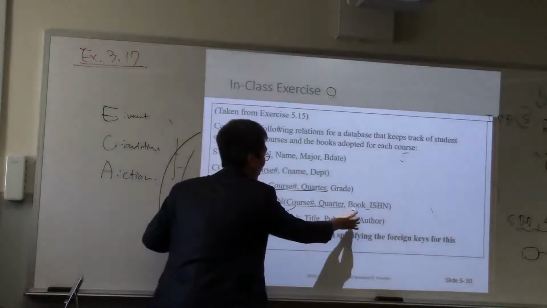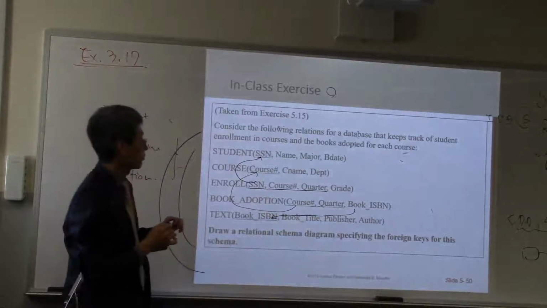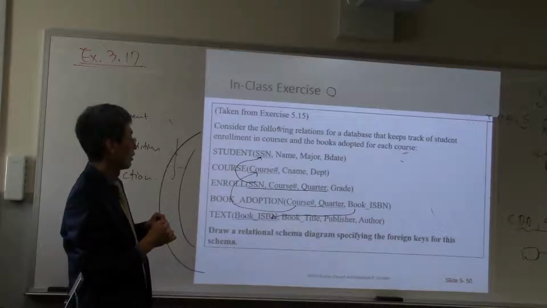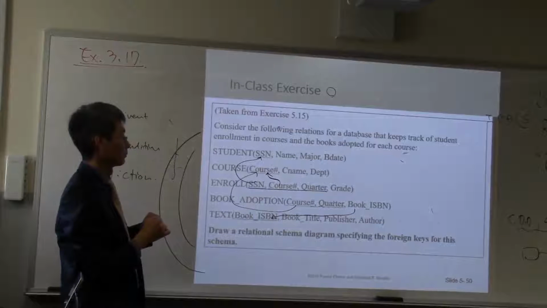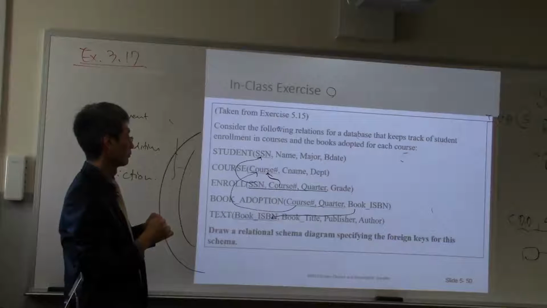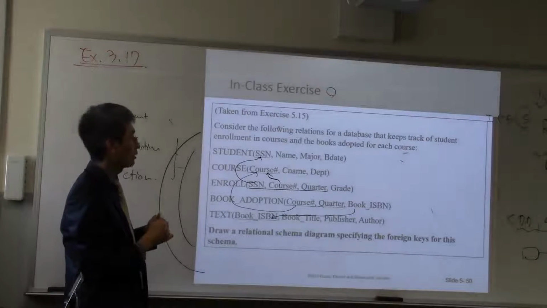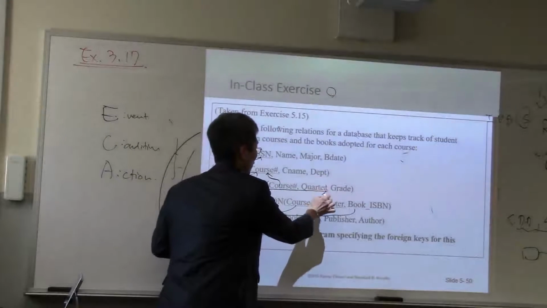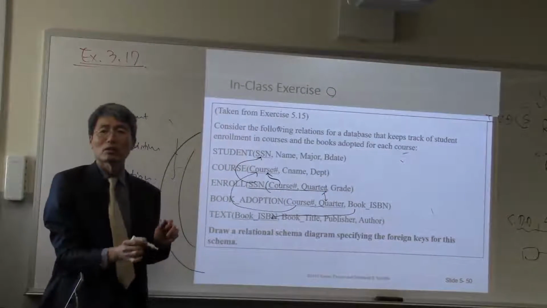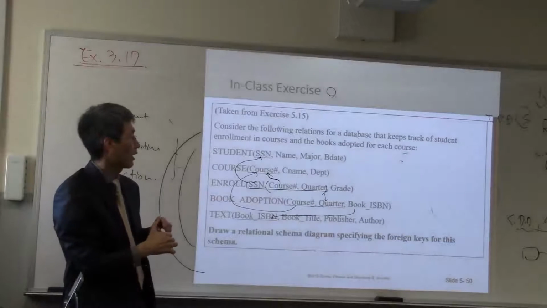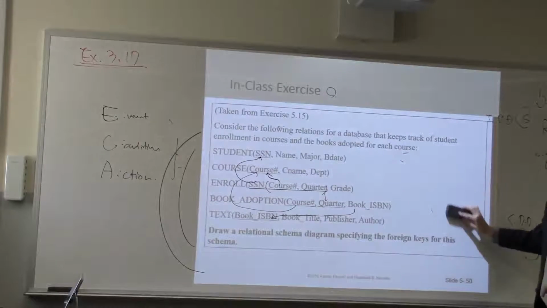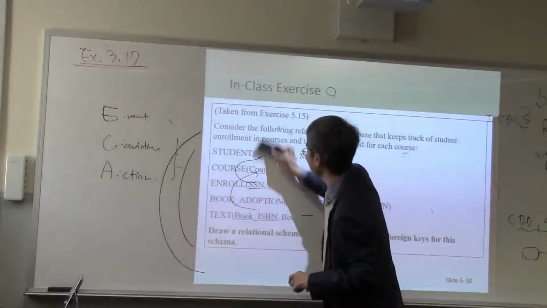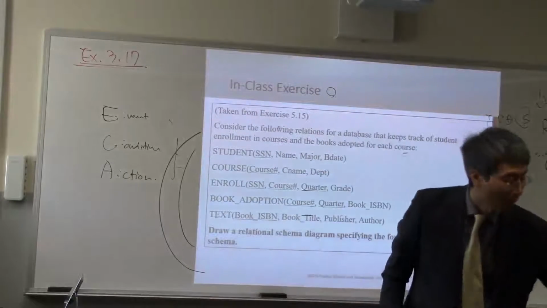And book ISBN should be this book ISBN. And course number, this. Any other? Pretty much. But this does not have to. This is not directory related, so I don't think that's a foreign key. So, this is the relational model.